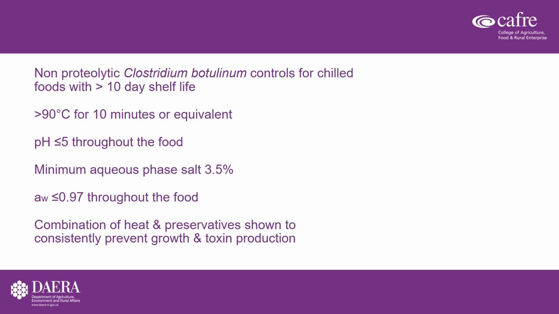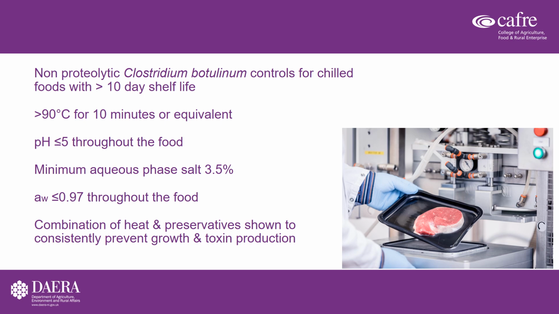So these types of chilled foods need other controls in place to control growth and toxin production if the shelf life is to be extended beyond 10 days. It's a responsibility of the food business operator to ensure the shelf life they set is appropriate and food safety is assured throughout its length. Challenge testing and predictive microbiology may be used as a guide on how to establish and validate shelf life of these products, and this slide shows some of the controls that may be used to extend shelf life of these products.